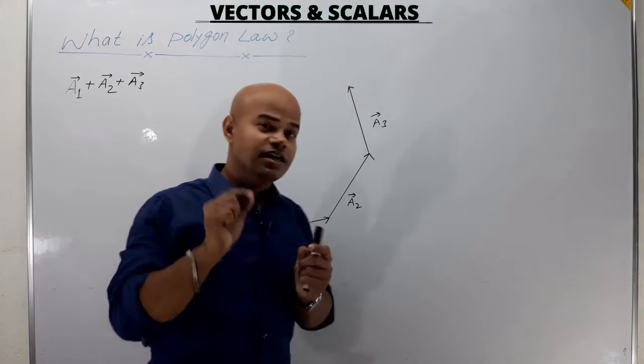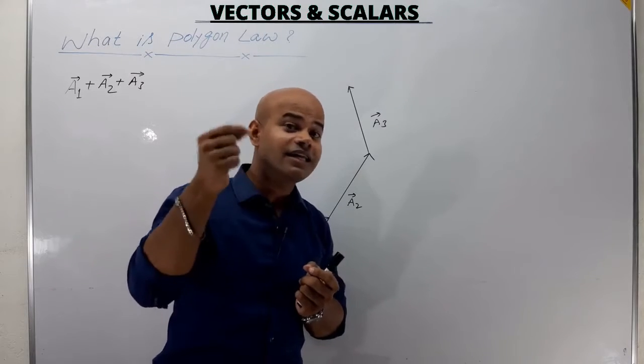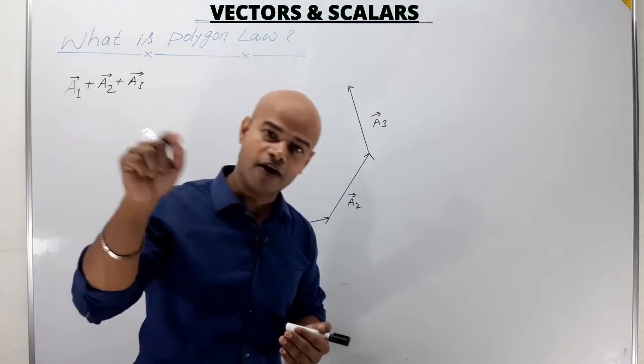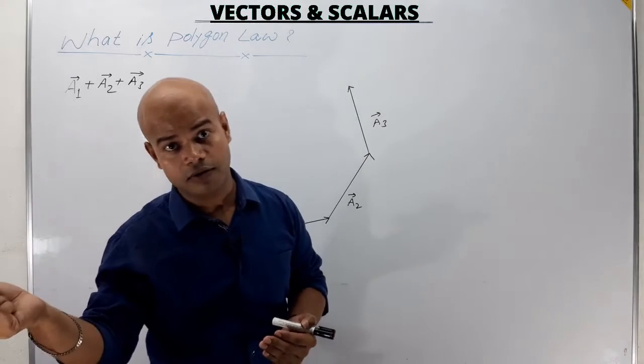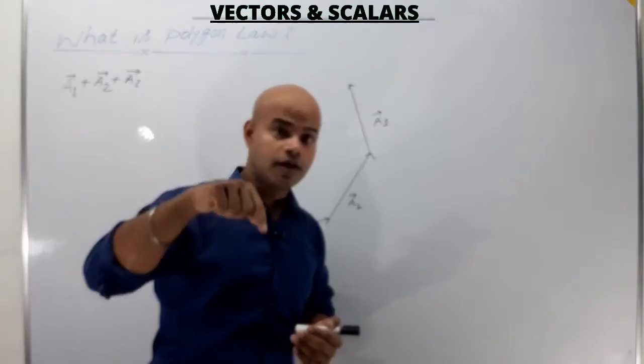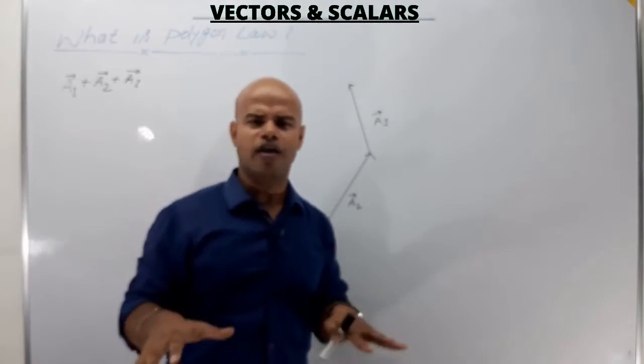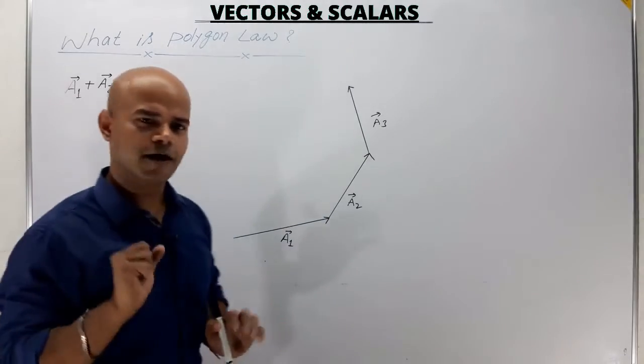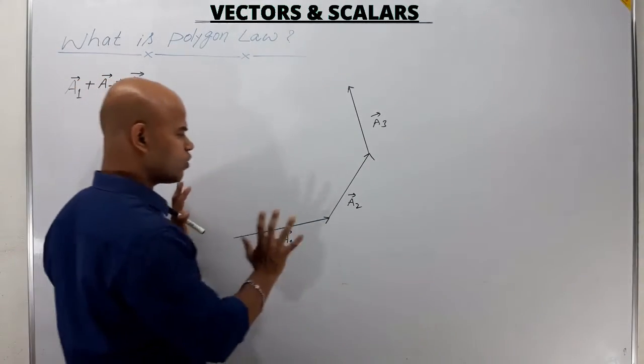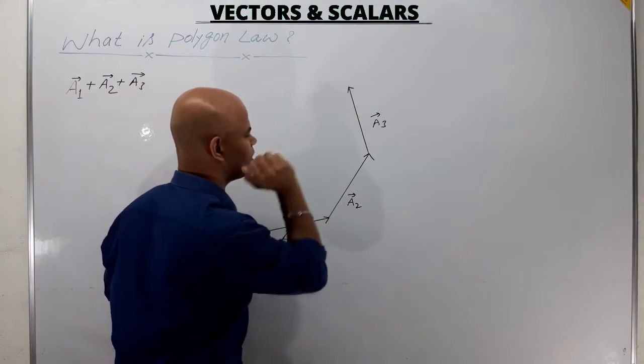So the thing is, the head of one should be at the tail of the other. Again, the head of the second one should be at the tail of the third. Again, the head of the third should be at the tail of the fourth, and so on, as many vectors as there are. Are you getting it? So here we have taken only three vectors, A1 vector, A2 vector and A3 vector.